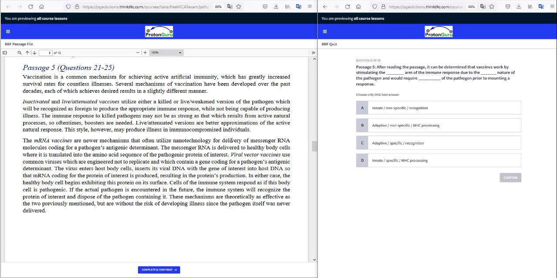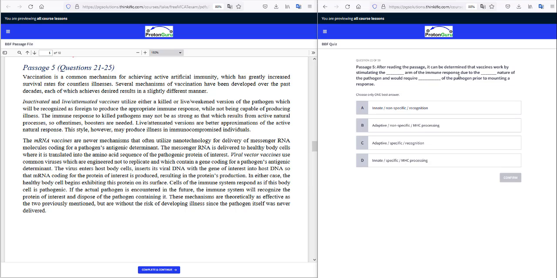Question 22. After reading the passage, it can be determined that vaccines work by stimulating the blank number 1 arm of the immune response due to the blank nature of the pathogen and would require blank number 3 of the pathogen prior to mounting a response. So we need to fill in these 3 places. Let's look at the first blank. You have innate versus adaptive arms of the immune system. The passage clearly illustrates that vaccines utilize the specific or adaptive arm of the immune system, so we can narrow our choices down to B or C in this case.